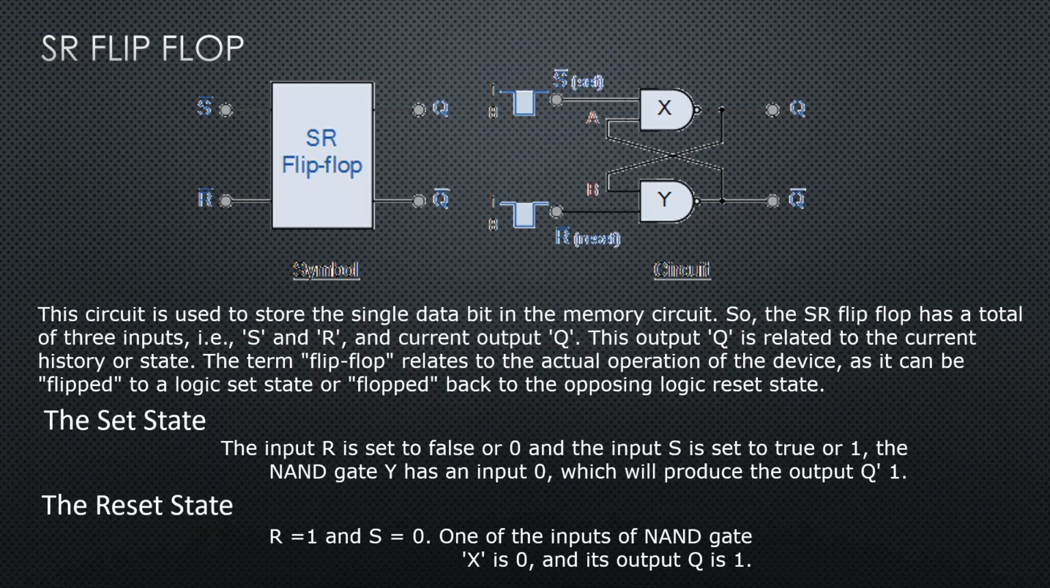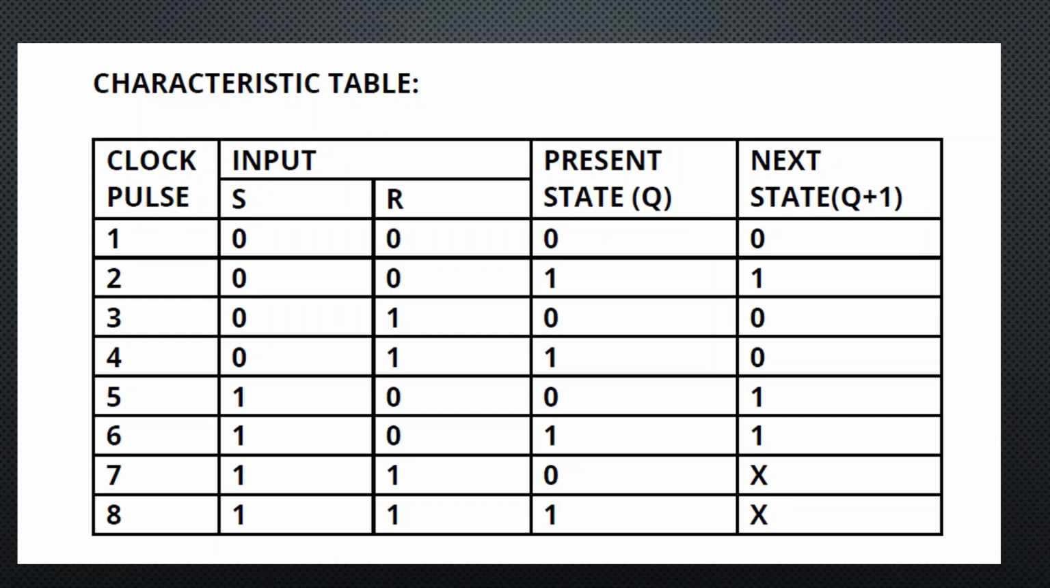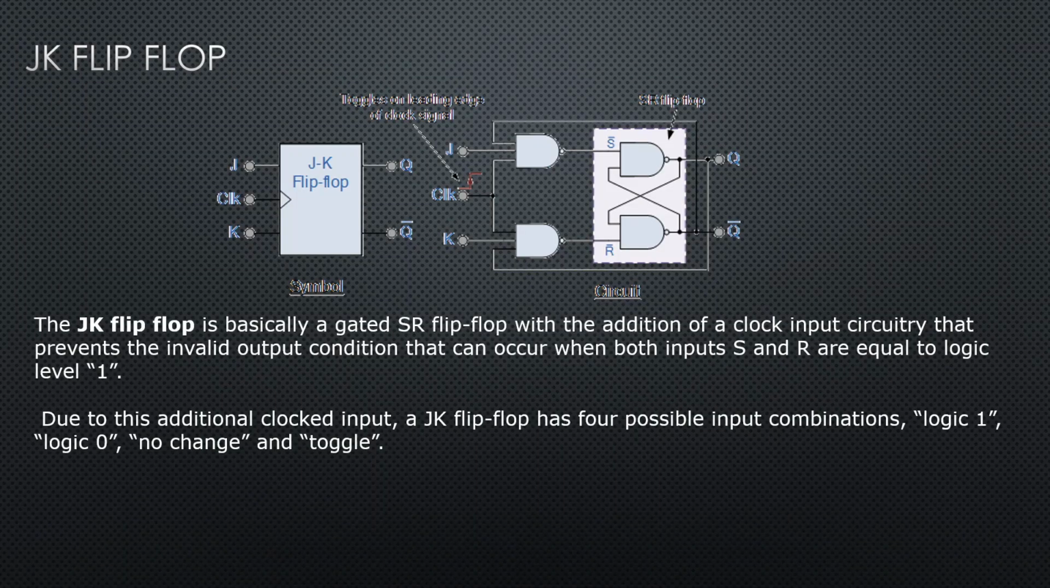Next we'll move on to characteristic table and clock pulse. First clock pulse, second, third, fourth, fifth, sixth, and we'll get the output at the 8 clock pulses. And then now we will go into JK flip-flop.